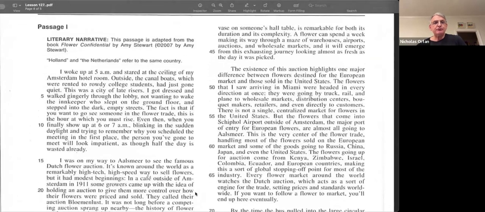This passage is adapted from the book Flower Confidential by Amy Stewart, 2007.